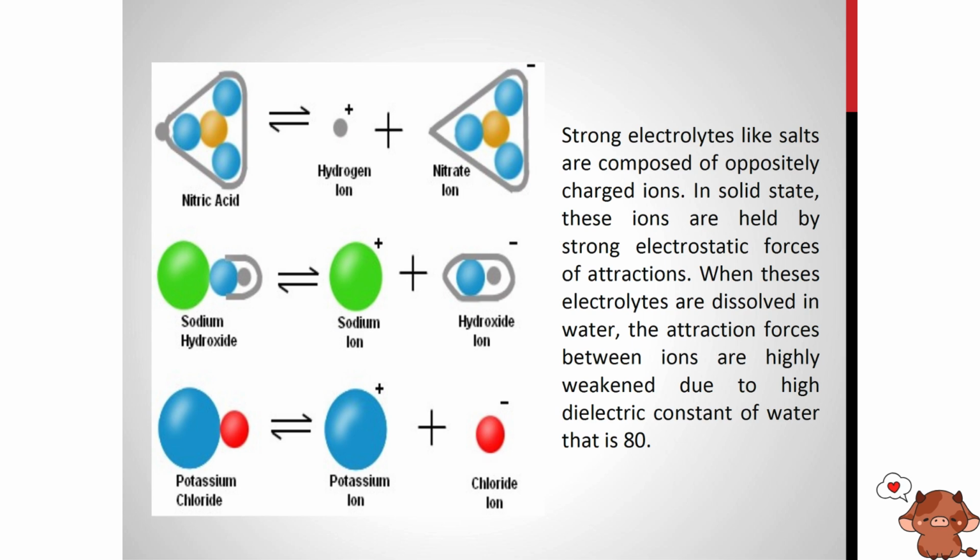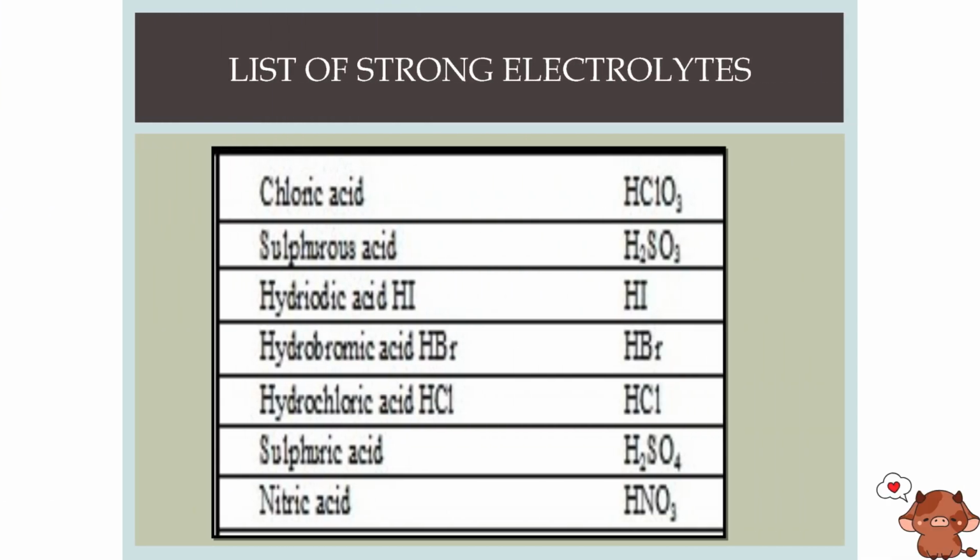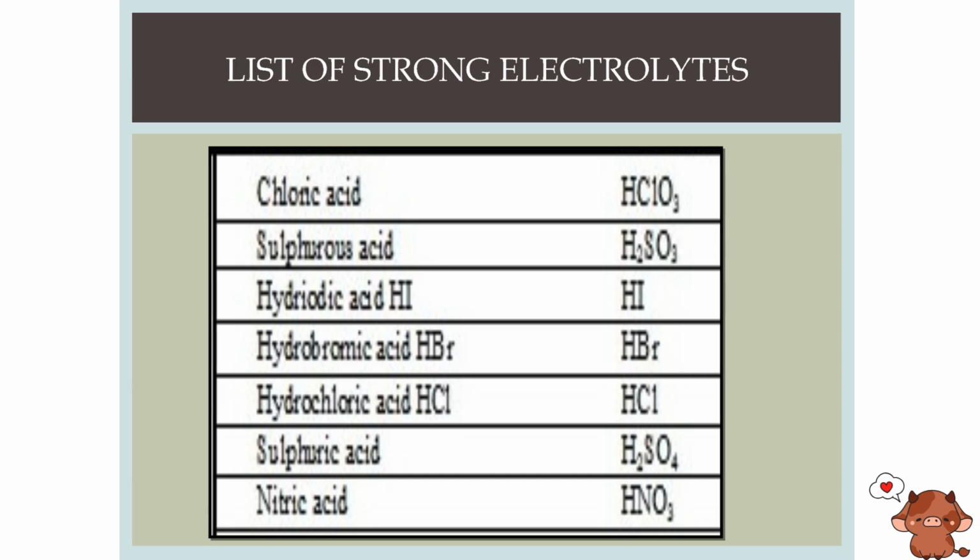Strong electrolytes like salts are composed of oppositely charged ions. In the solid state, these ions are held by strong electrostatic forces of attraction. But when dissolved in water, the attraction between ions is highly weakened due to the high dielectric constant of water, which is 80. Let's now look at a list of strong electrolytes. We have chloric acid, sulfuric acid, hydriodic acid, hydrobromic acid, hydrochloric acid, nitric acid, and others. The list includes both acids and bases that dissociate completely.